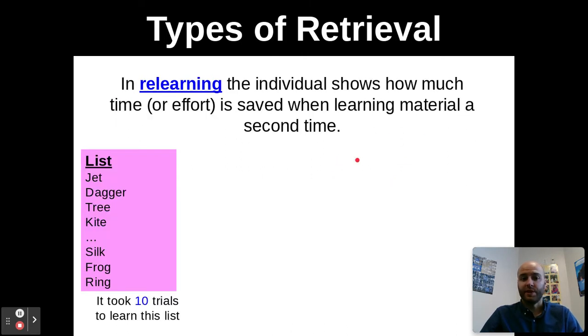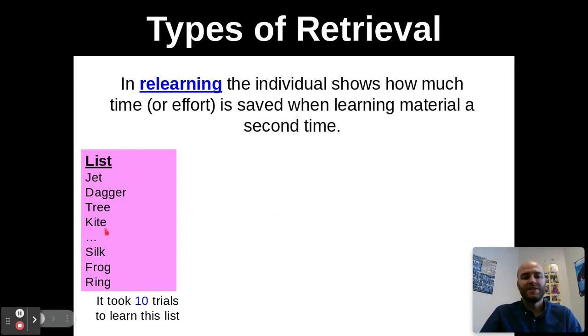We also have relearning, and in relearning, the individual shows how much time or effort is saved when you learn a material a second time. So this is kind of like rehearsal or distributed practice or the spacing effect. When you space information out and you come back to it, you learn it much faster and it is much more likely to stay in your memory.